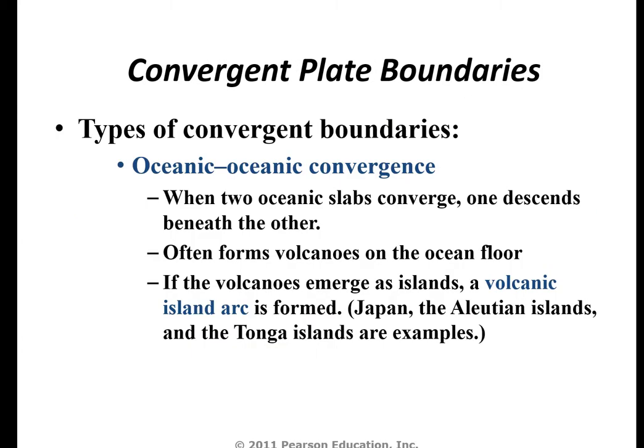Now we can have two oceanic plates converge, where two oceanic slabs converge, one descends beneath the other, often forming volcanoes on the ocean floor, and if the volcanoes emerge as islands, a volcanic island arc is formed. And Japan and Tonga Islands are examples of this.